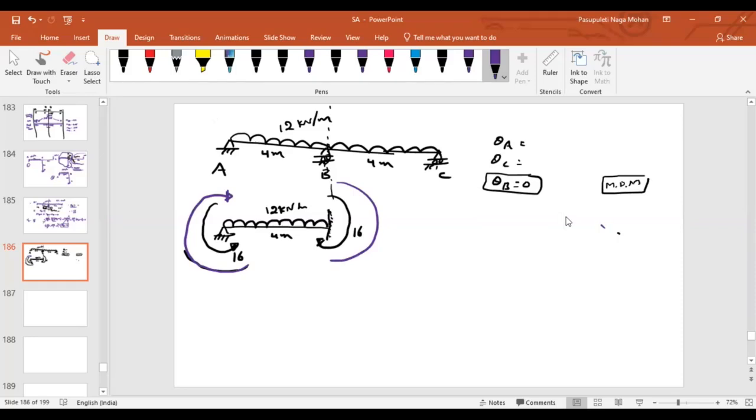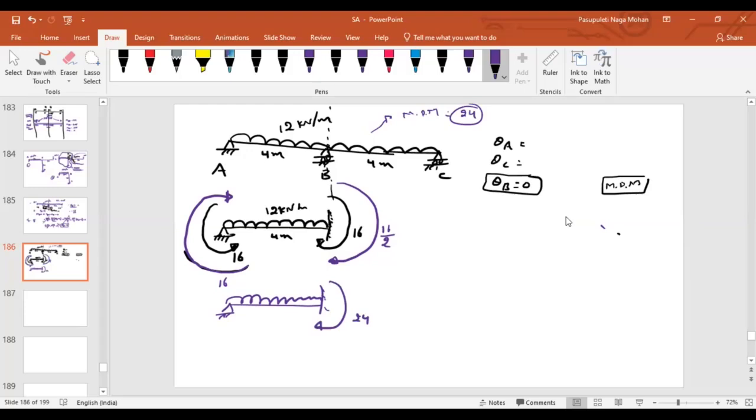If I apply the clockwise 16, here also it is clockwise, as the far end is fixed. How much moment will carry over? Half of it, that means 16 by 2. So finally, what about the values? At the support here it is 0, and at this support, how much? 16 plus 16 by 2. How much will it be? 24. Even if you take the original problem and solve it by using the moment distribution method, you will still get the answer as 24 only.